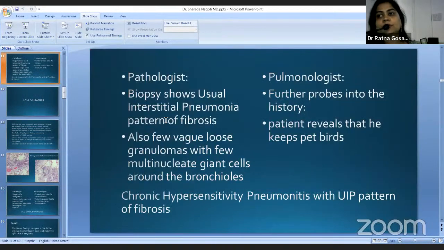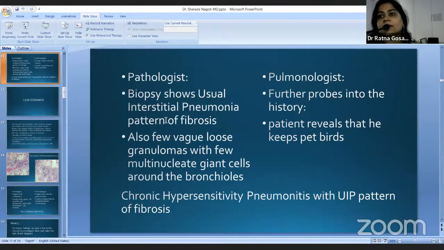So the pathologist communicates this to the pulmonologist, saying that the biopsy shows a usual interstitial pneumonia pattern of fibrosis, and along with that, he also found a few vague, loose granulomas with a few multinucleated giant cells around the bronchioles. So the pulmonologist then further probes into the history, and then the patient reveals that he keeps pet birds.